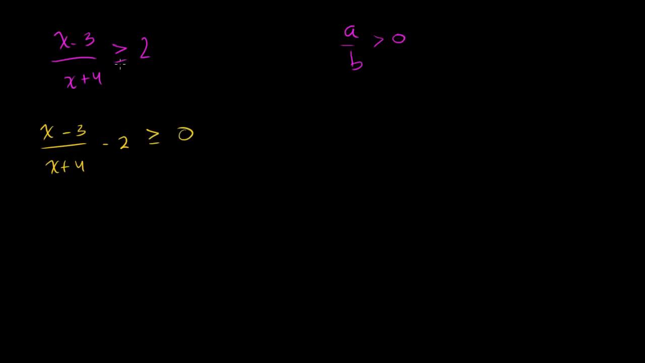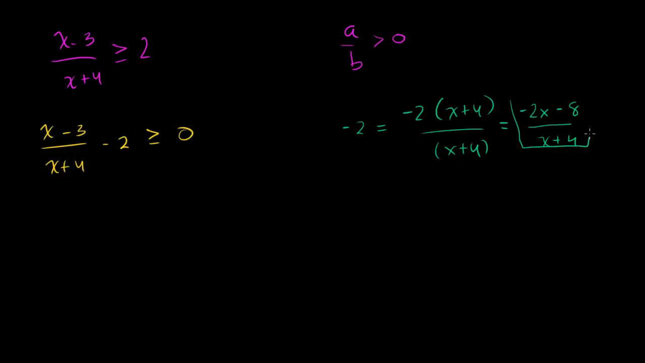I can add or subtract without messing up the inequality. Never have to worry about that. It's only when you multiply by negatives that you swap the inequality. And now what is this? This doesn't look like a rational expression, but I can rewrite minus 2, right? Minus 2 is the same thing as minus 2 times x plus 4 over x plus 4. This is minus 2 times 1. This is the same thing. And this is the same thing as minus 2x, let me be careful, minus 2x minus 8 over x plus 4.